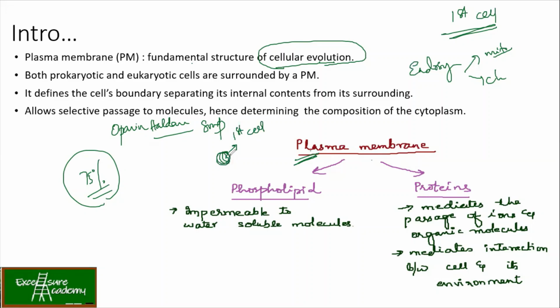So the first plasma membrane was formed because of the accumulation of phospholipids. And when this aggregation was happening, certain amino acids and certain carbohydrates got integrated inside. That resulted in the formation of the first enzyme or the first carbohydrate required by the organism. So this is how your first cell evolved, and hence it is known as the fundamental structure of cellular evolution.